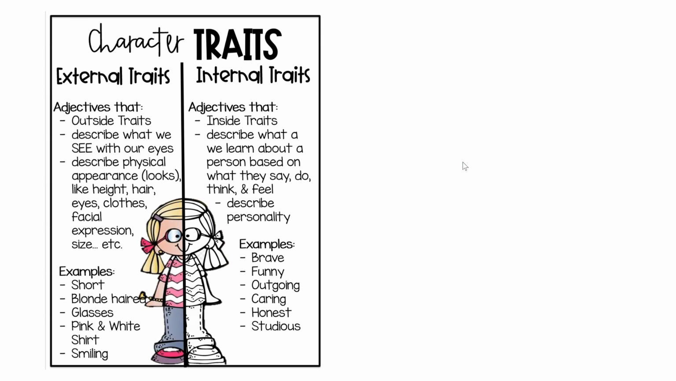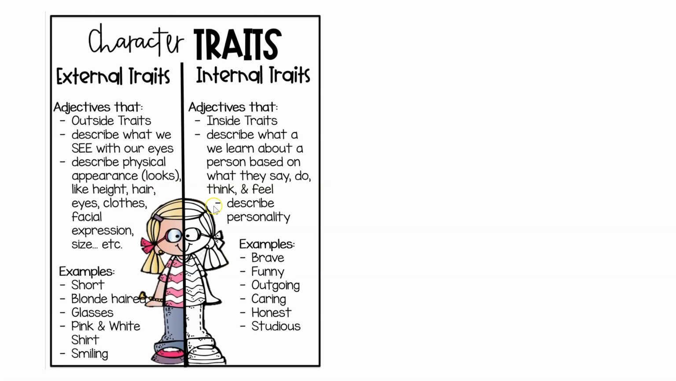Let's take a look at character traits, the difference between external character traits and internal character traits. External traits are adjectives that describe the outside traits, what you see with your eyes, such as physical appearance or your looks. This includes height, hair, eyes, clothes, facial expression, size, etc.